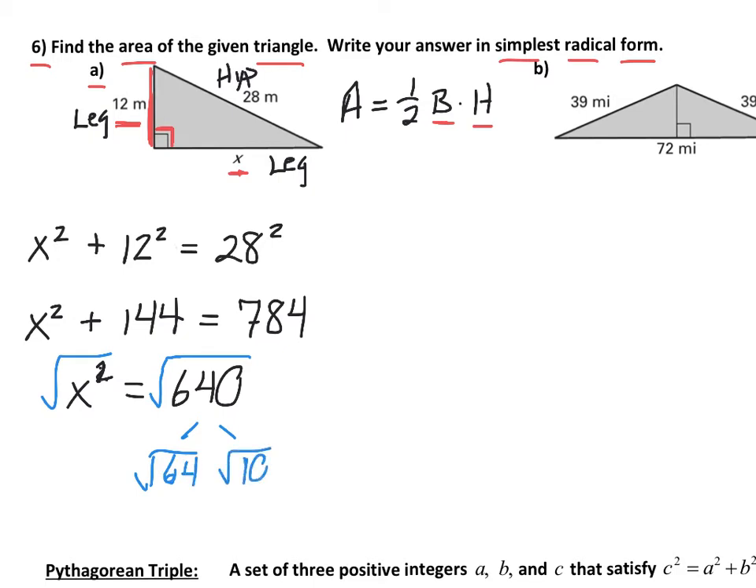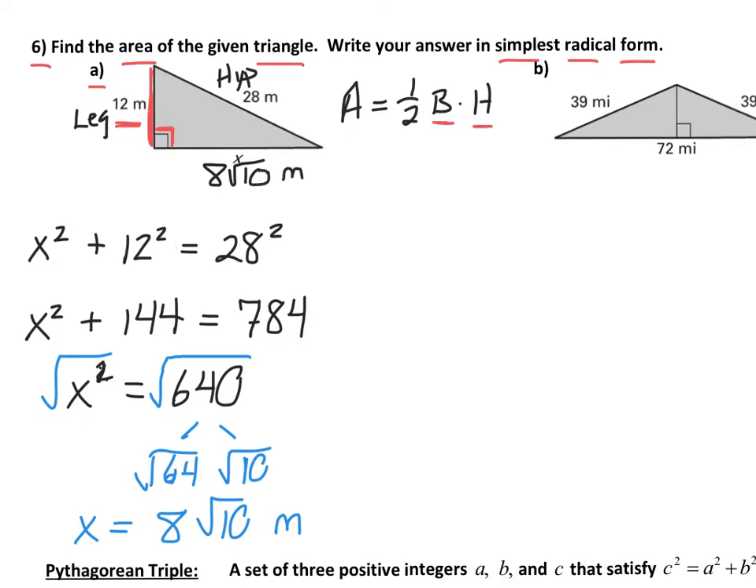Obviously 64 is a perfect square, so I'm going to change that to 8 radical 10. My units in this case were meters. So that's my value for x. I'm going to go back to my original picture, and instead of x right here, I'm going to write in 8 radical 10 meters.